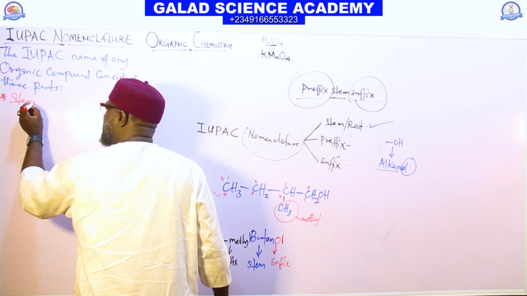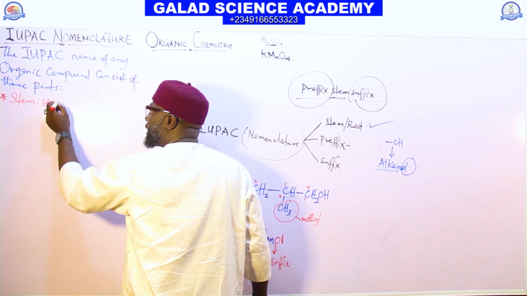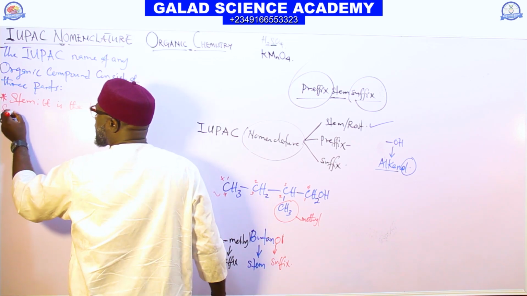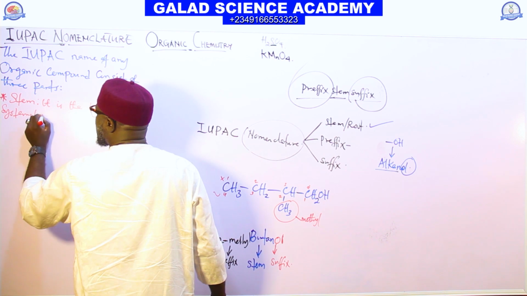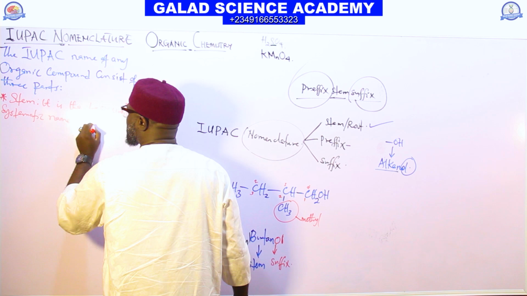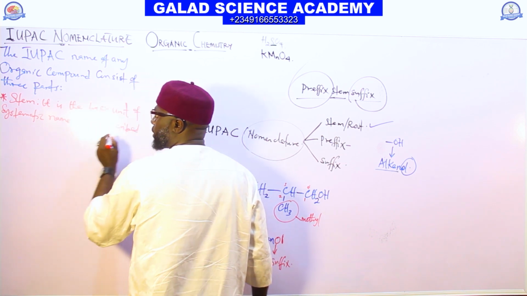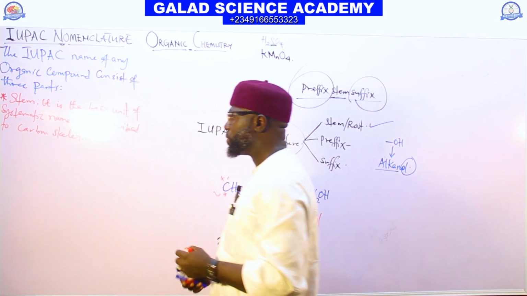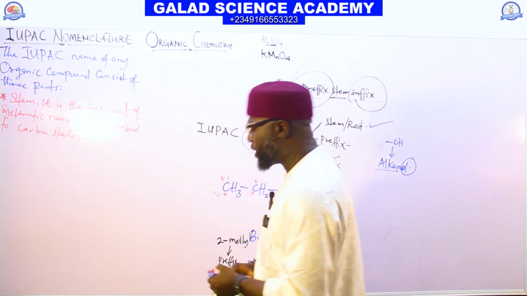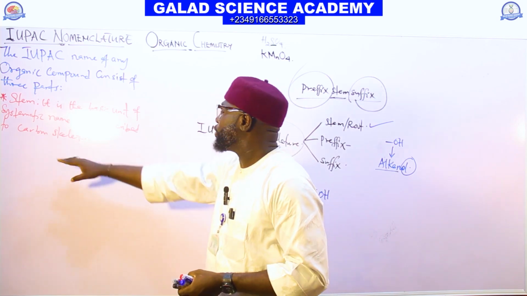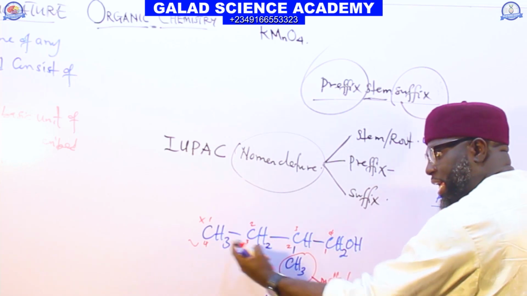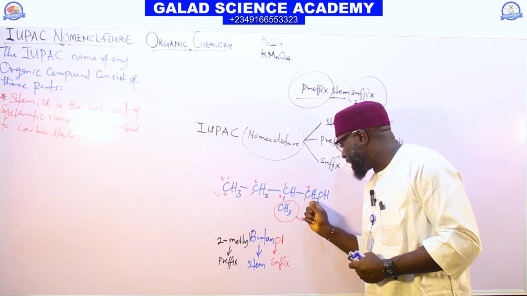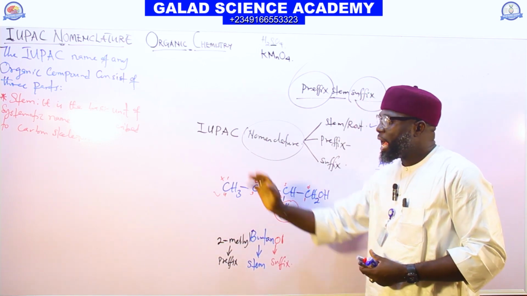What is the stem? The stem is the basic unit of a systematic name which describes the carbon skeleton. So I will treat them one after the other. The stem is the basic unit of a systematic name to describe the carbon skeleton. The carbon skeleton here is four. I will call it the root.